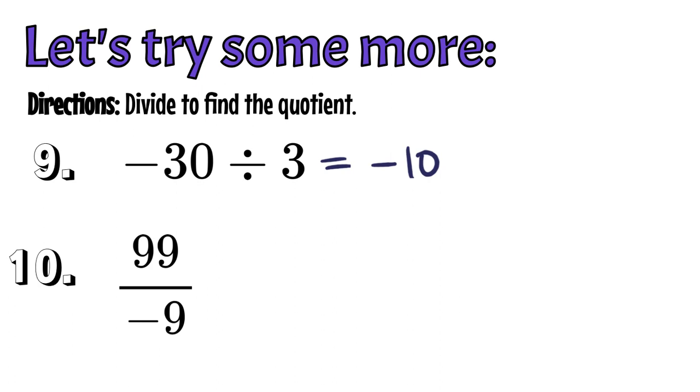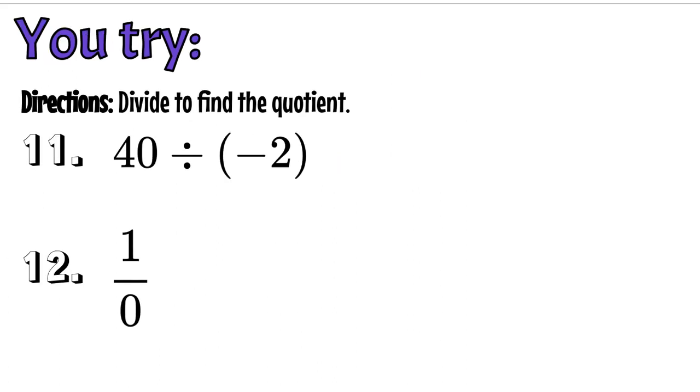In number 10, we have 99 divided by negative 9. Again, we have a negative, and I know that negative 9 times negative 11 is going to give me positive 99. So 99 divided by negative 9 is equal to negative 11. Pause the video and try 2 more problems on your own.